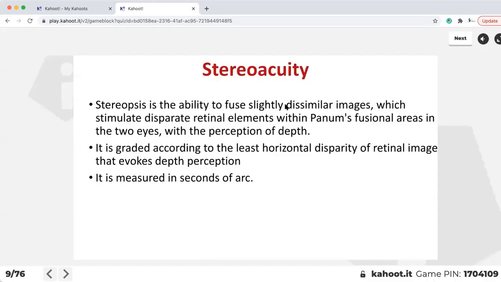Starting with, what is stereo acuity? Stereo acuity is the ability to fuse slightly dissimilar images which stimulate the disparate retinal elements within the Panum's fusional area in the two eyes with the perception of depth. So when we are measuring the stereo acuity, we are measuring it in the Panum's fusional area. It is graded according to the horizontal disparity of the retinal image, and it is measured in seconds of arc. What is meant by seconds of arc?